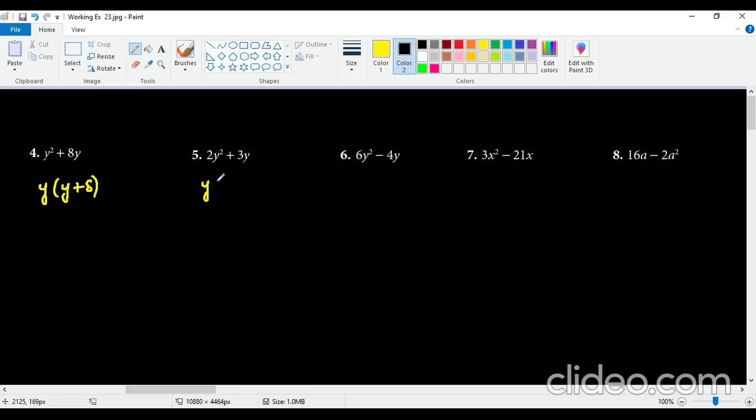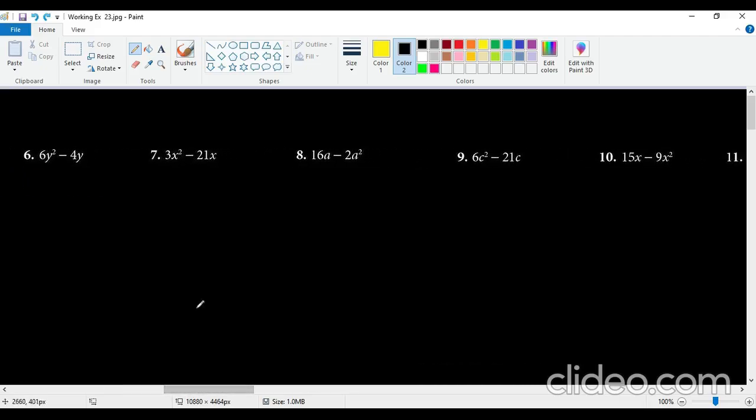I'll keep y outside, and 2y plus 3 is going to be in the bracket. Now, when you expand these two, it's going to give you 2y square, and this will give you plus 3y. So this is the opposite of expansion. Now in here I can see 2 is common in both of them, and y is also common. So I'll keep 2y outside, and in the bracket I will write 3y minus 2.